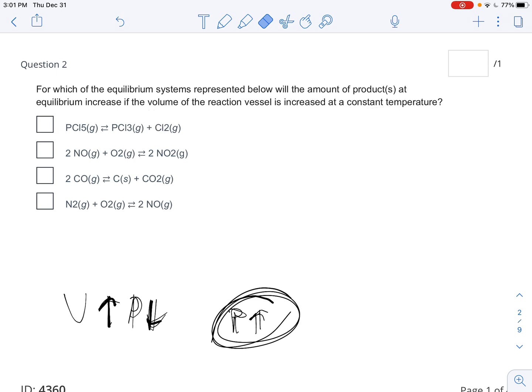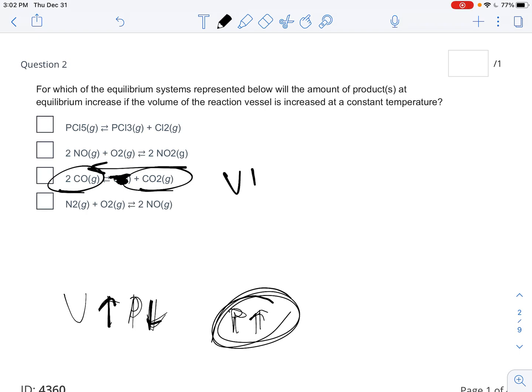Now let's just, for completeness' sake, check out the rest of these guys. If you increase the volume for number 2 here, it's actually going to send it to the left-hand side because there's 3 gases here, 2 and 1 is 3, versus 2. So that's no good for that guy. This guy here, it's also going to send it to the left-hand side because there's 2 gases over here. Solids don't count. And there's only 1 gas over here.